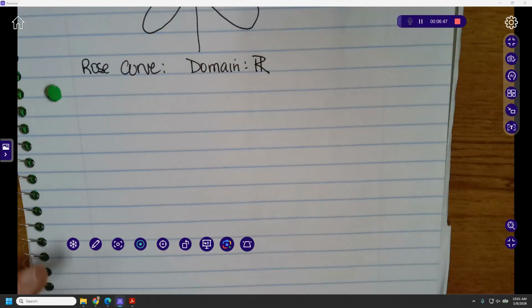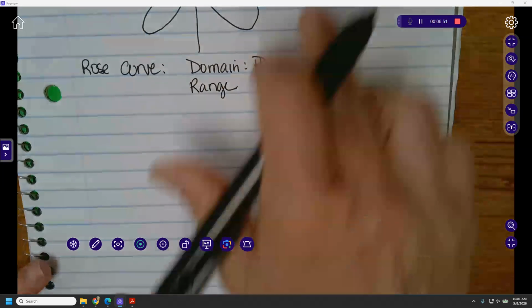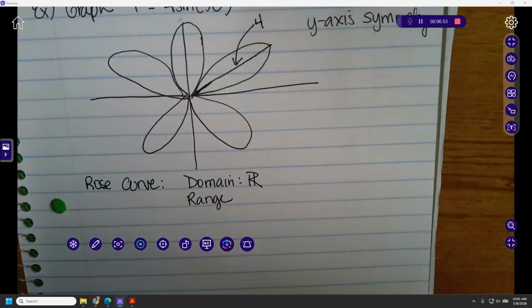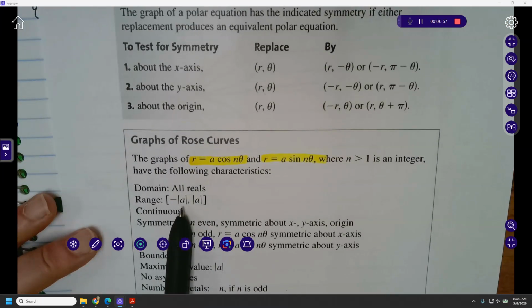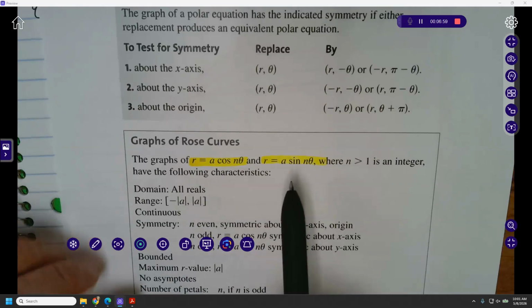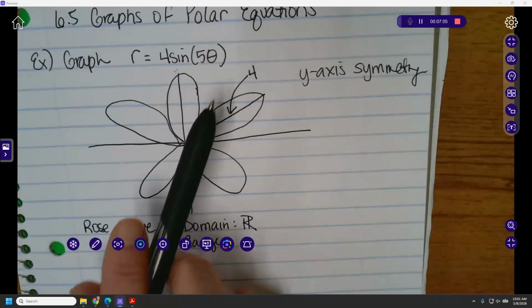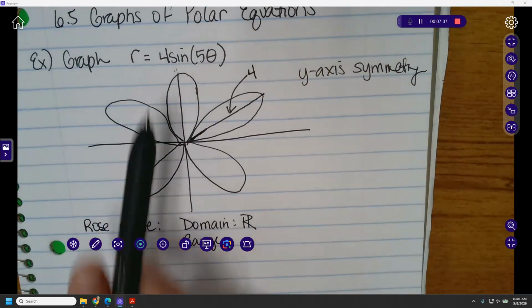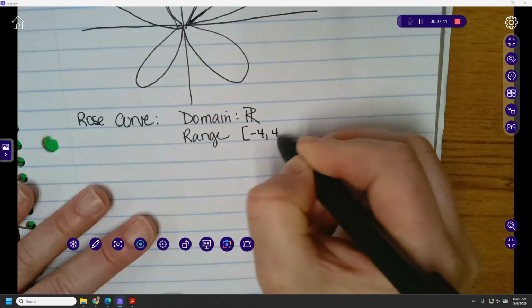All right, what if I asked for the range of this rose curve? We're talking about the specific answer. Again, that's hard to spot, so I'm going to just use this sheet. It says it's negative a to a. In my equation, we have a sine, right? A is just the number in front here. So what's a? A is 4, so the range would just be negative 4 to 4.